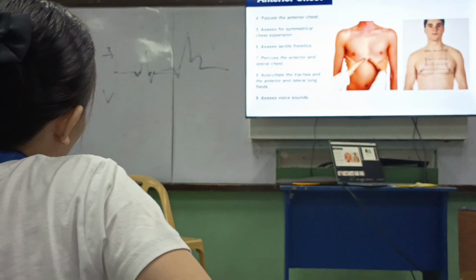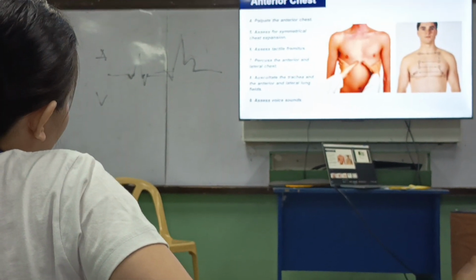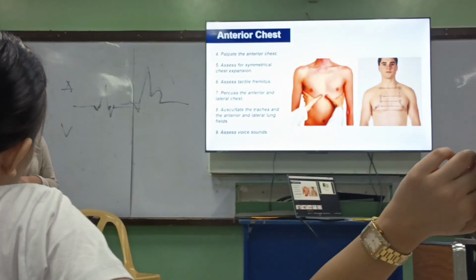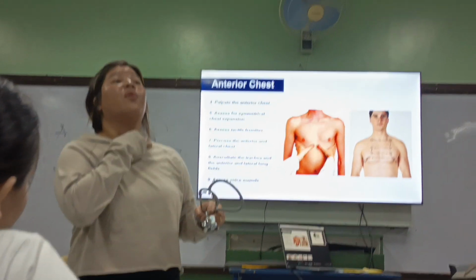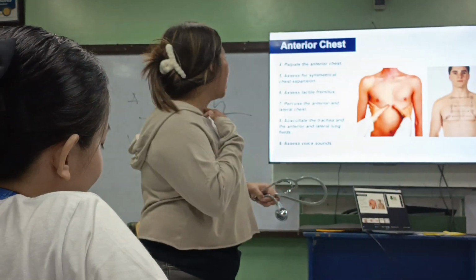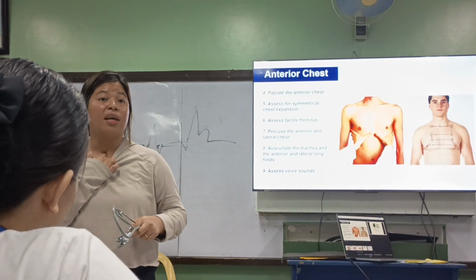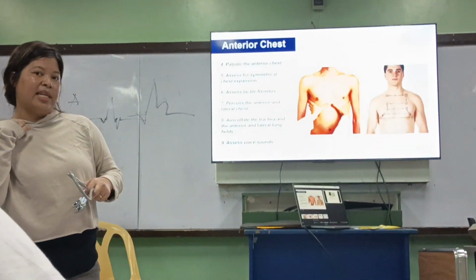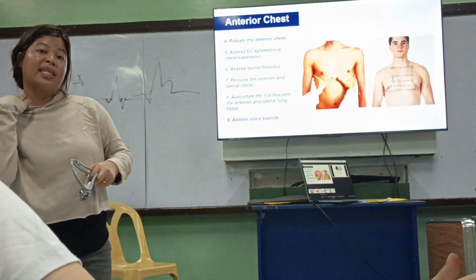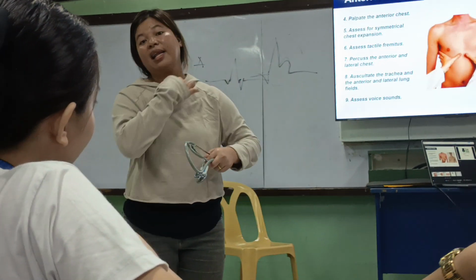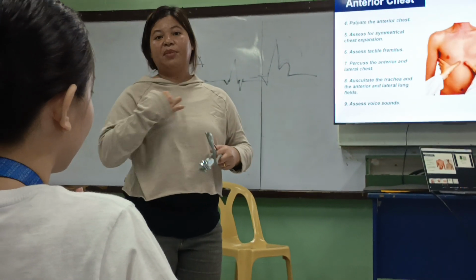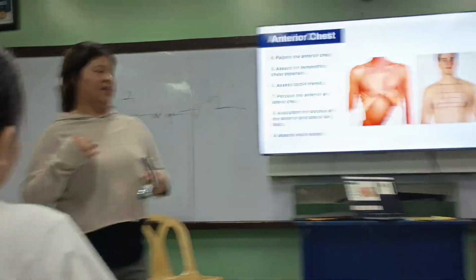Then, auscultate for the trachea, and then clear and lateral lung fields. Where is your trachea? This one. So, you have to auscultate starting from here. Then next, intercostal. Then same, S, S, S.